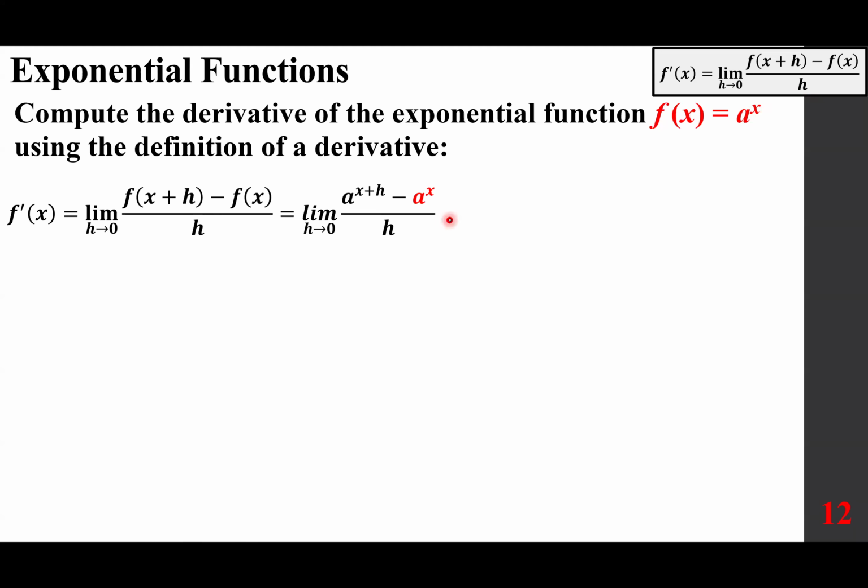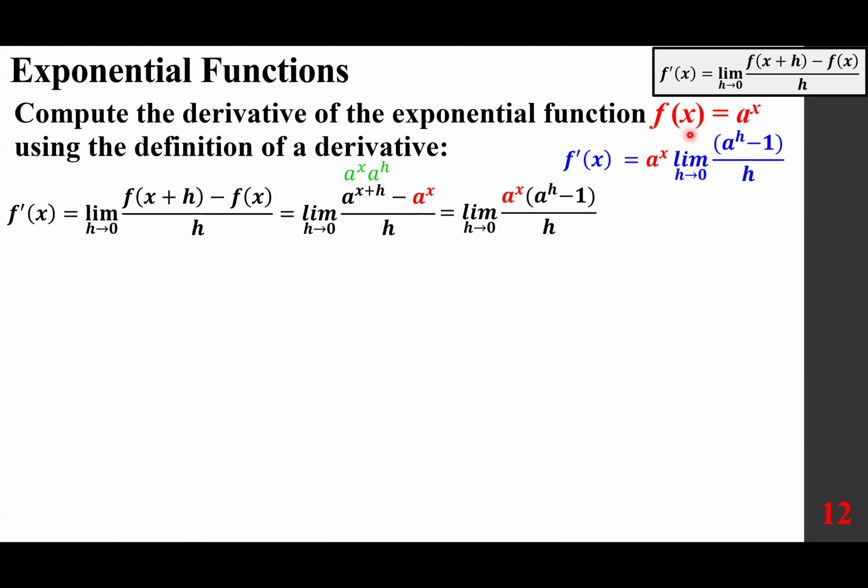The other one is straightforward. Now, notice this means a to the power of x times a to the power of h, and a to the power of x is in common. I can take it out. Also, the limit pertains to h. I can take a to the power of x out because it's independent of h. So now I have the function f of x is a to the power of x, and f prime is itself a to the power of x times something: the limit of a to the power of h minus 1 over h as h approaches 0.